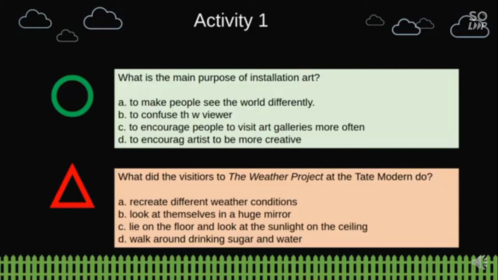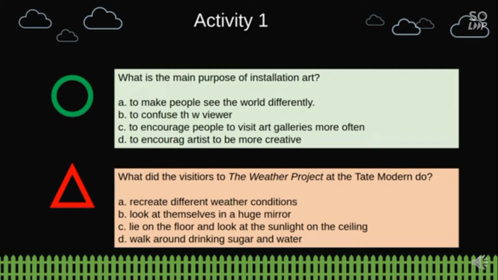A, to make people see the world differently. B, to confuse the viewer. C, to encourage people to visit art galleries more often. D, to encourage artists to be more creative. And then the second question is, what did the visitors to the Weather Project at the Tate Modern do?